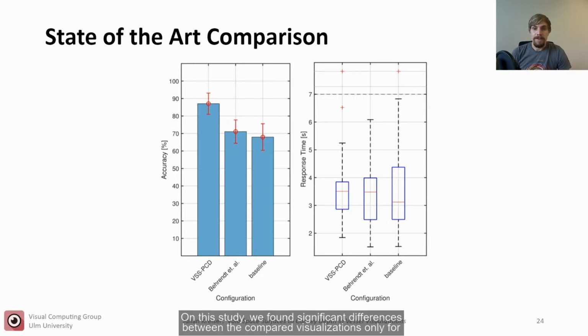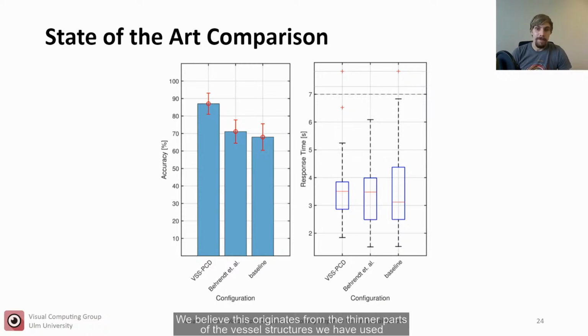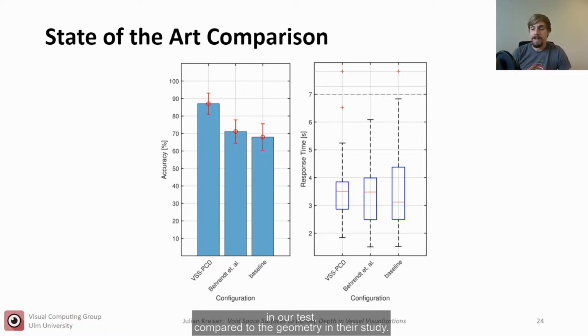In this study, we found significant differences between the compared visualizations only for accuracy. The response time was similar for all 3 techniques. Void space surfaces performed more accurate than the state-of-the-art from Behrendt et al., which itself, and to our surprise, had no significant difference to the neutral baseline. We believe this originates from the thinner parts of the vessel structures we have used in our tests compared to the geometry in their study.